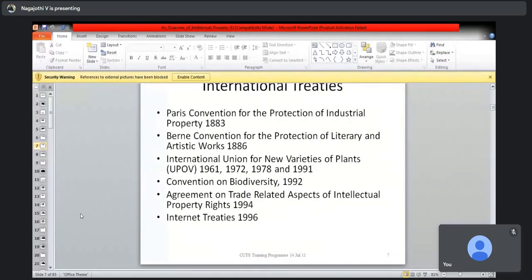We call it TRIPS, Trade-Related Aspects of Intellectual Property Rights, which came into force with effect from 1st January 1995 onwards. India also became a signatory to it. So right from 1st January 1995 onwards, in India, we are adopting product patent. We are not adopting process patent except for the pharma industry. Then internal trade is 1996.